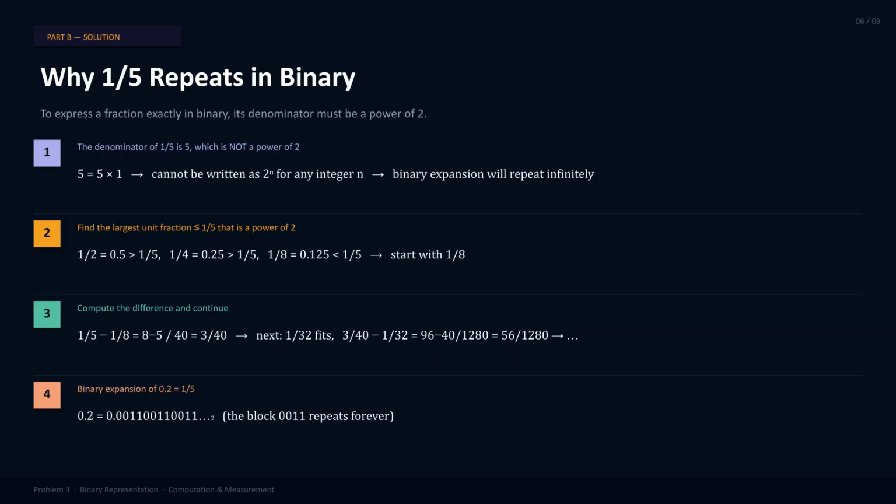A fraction can be expressed exactly in binary only if its denominator is a power of 2. Since 5 is not a power of 2, the binary expansion of 1/5 or 0.2 repeats infinitely as 0.00110011.